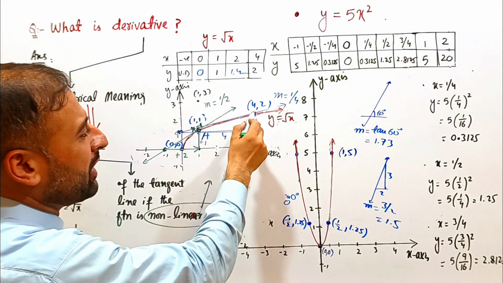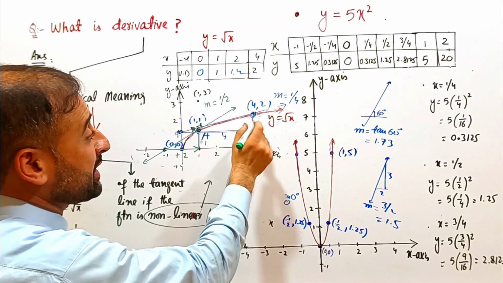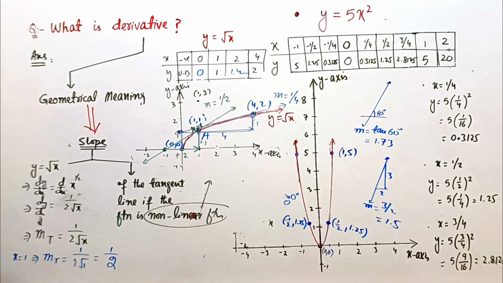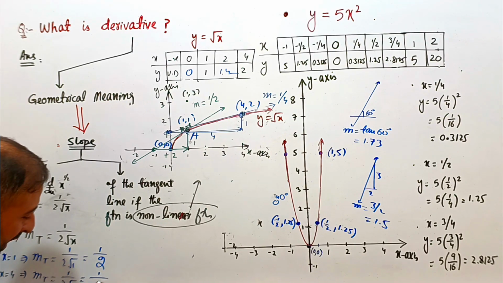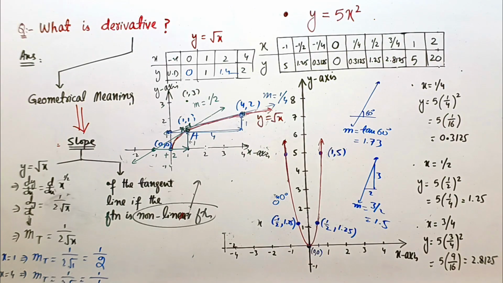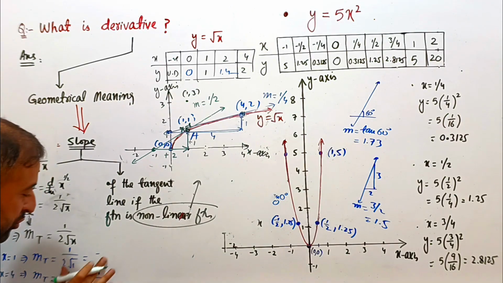This tangent line is drawn at a point in which the value of x is 4. The value of x is 4, the blue line I mean. So students, x is equal to 4. The slope of that tangent line will be 1 over 2 multiplied by square root of 4. Square root of 4 is 2, students. 2 times 2 is 4. This is the slope of the blue line, 1 by 4. 1 by 2 is the slope of the green line.